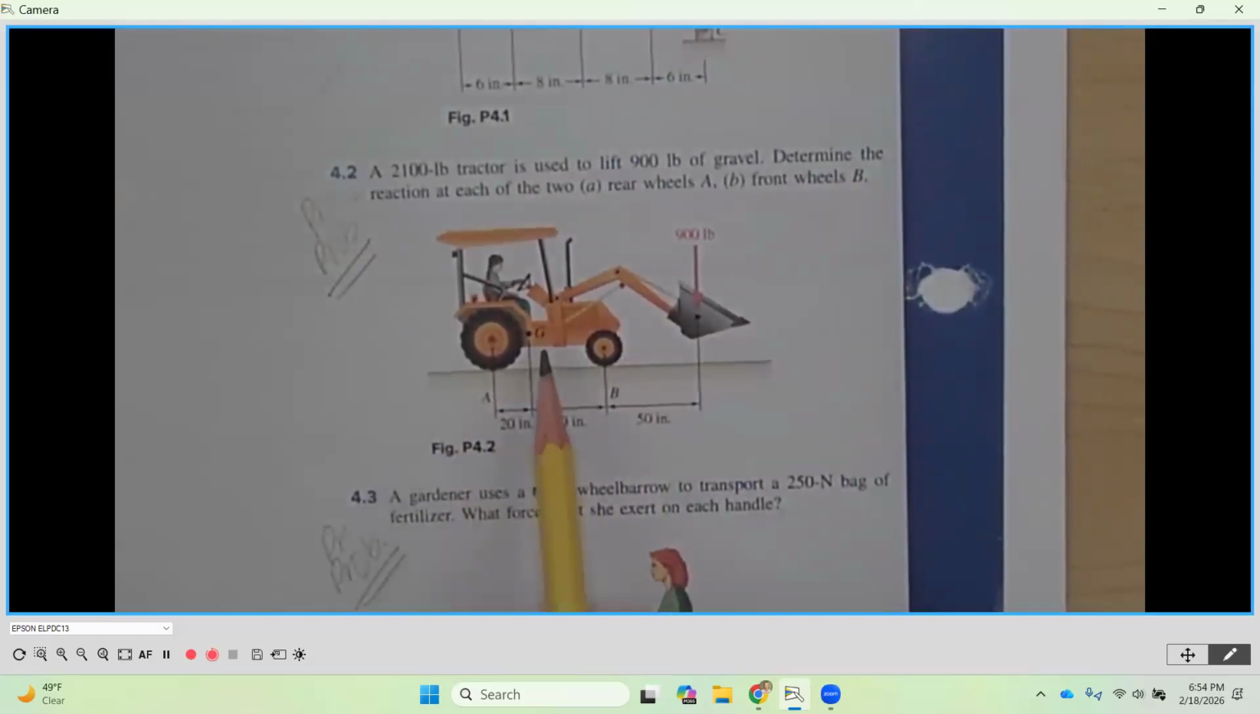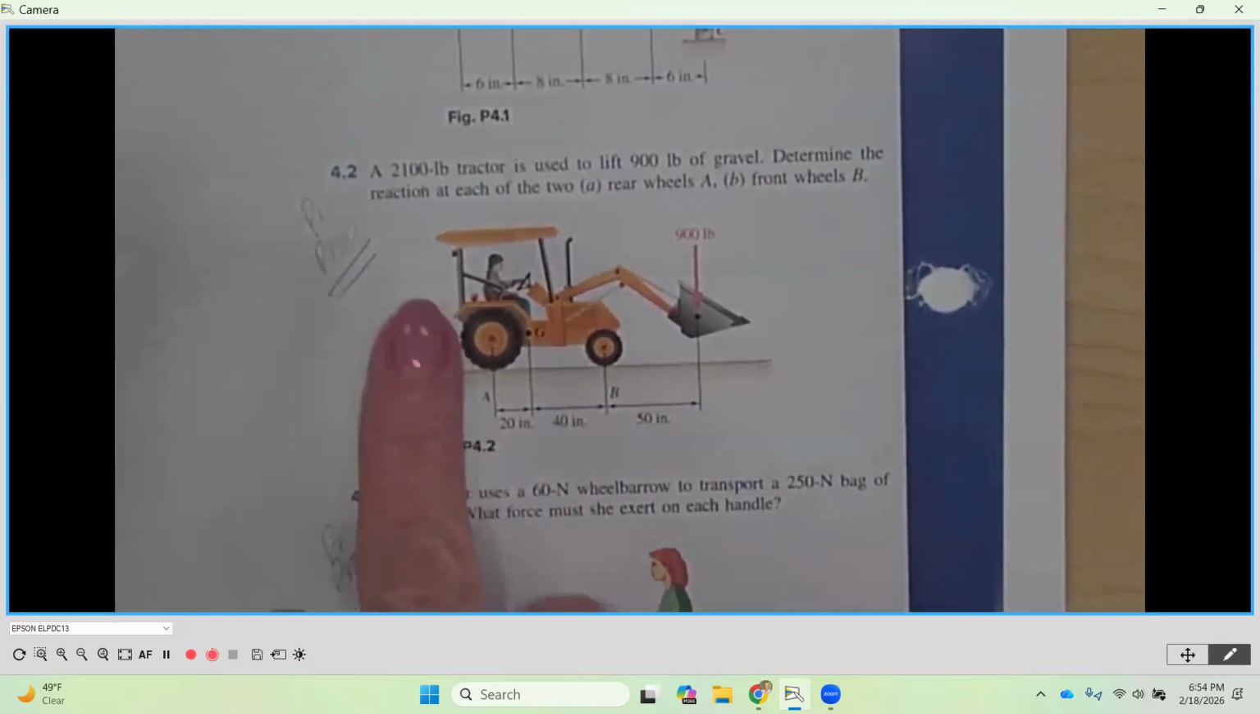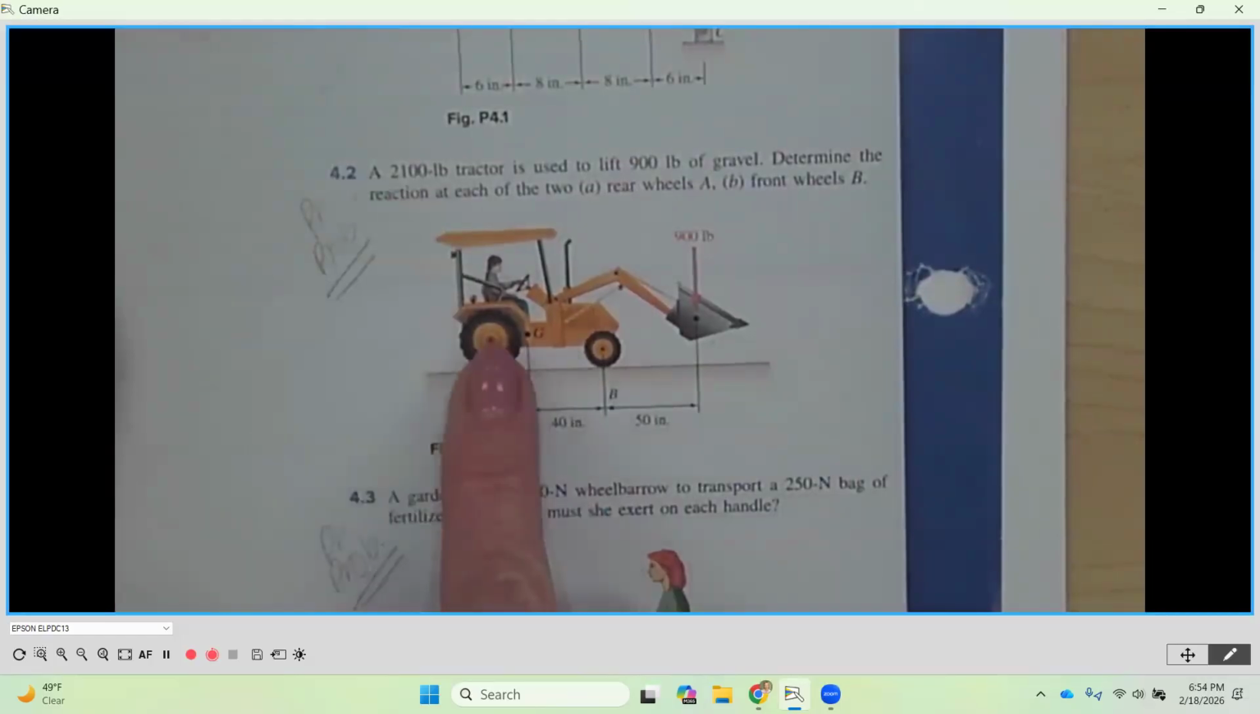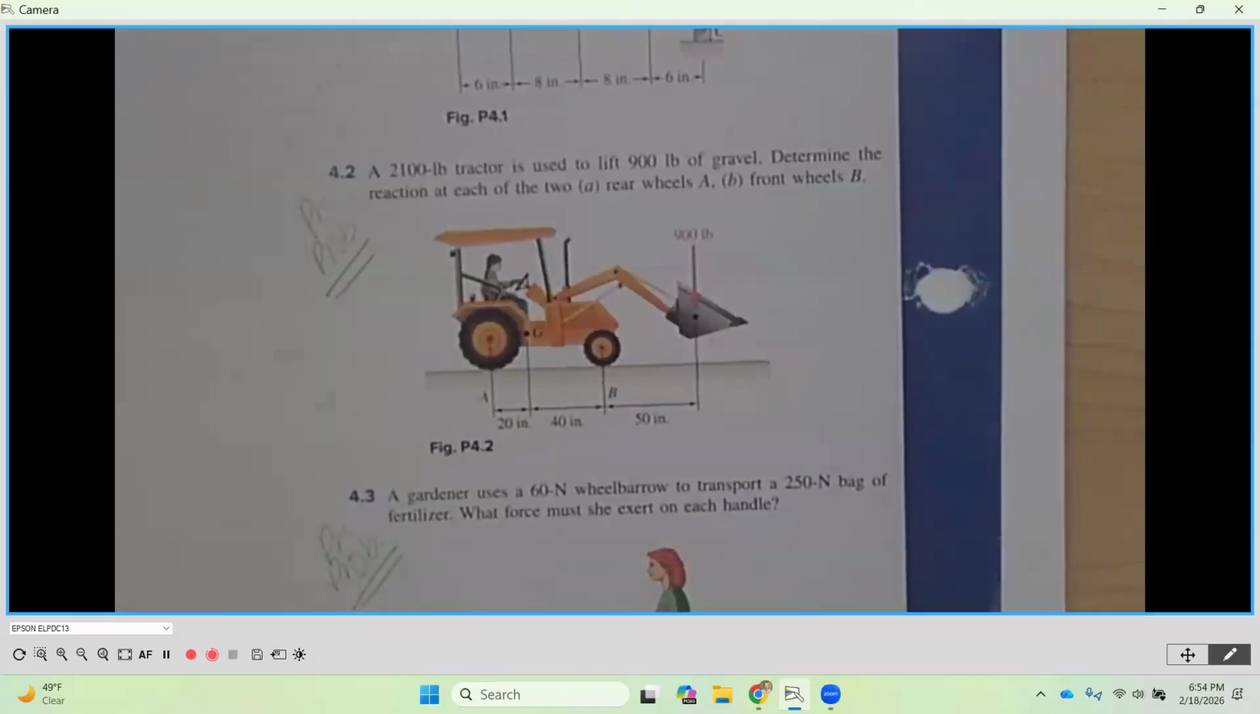Now you're going to notice that they have this G. This is the center of gravity. That means that this 2,100 pounds is going to be located and concentrated right there going down. Whenever we know the weight of something, that force is always going to be directed down towards the center of the earth. It's always going to be down and always vertical. And this is just telling us the dimension from point A to where I can concentrate the weight of this tractor.